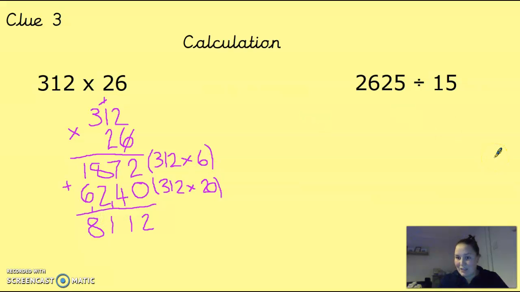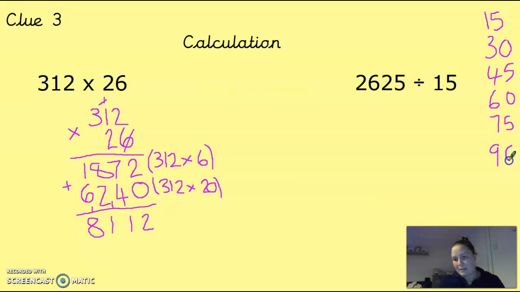Okay, now for the division, I'm going to need my 15 times table. So first step, get your times table written down. 15, 30, 45, 60, 75, 90. Let's leave it there and see if I need any more. Set up my division. Okay, 15 going into 2,620.